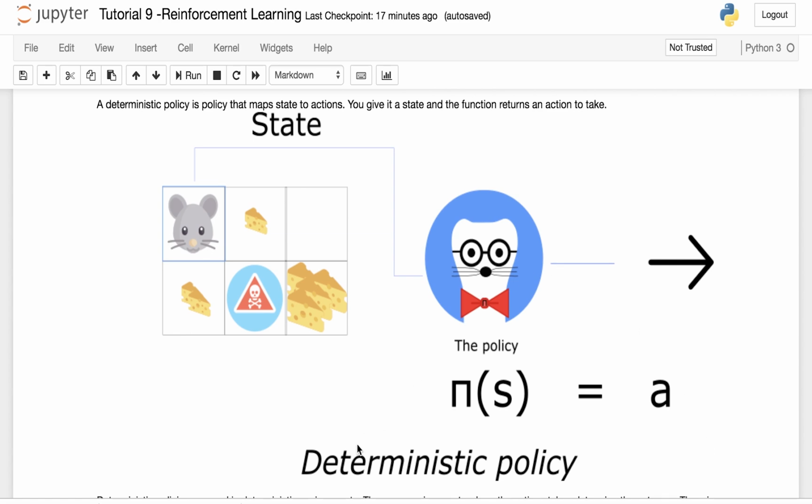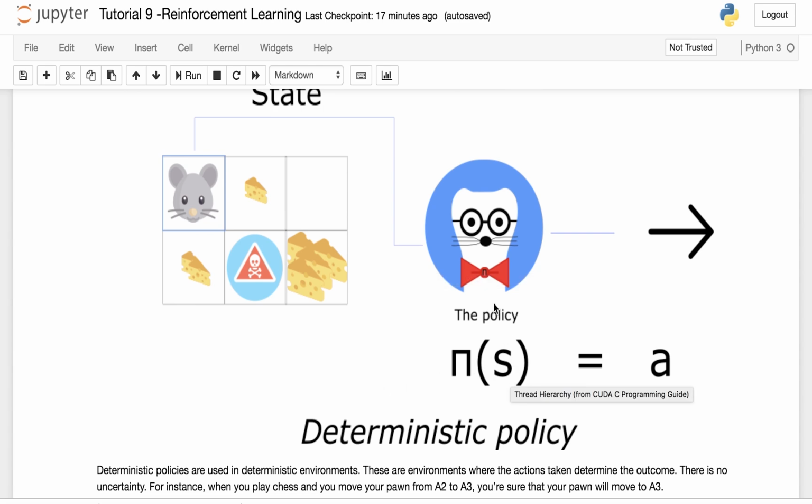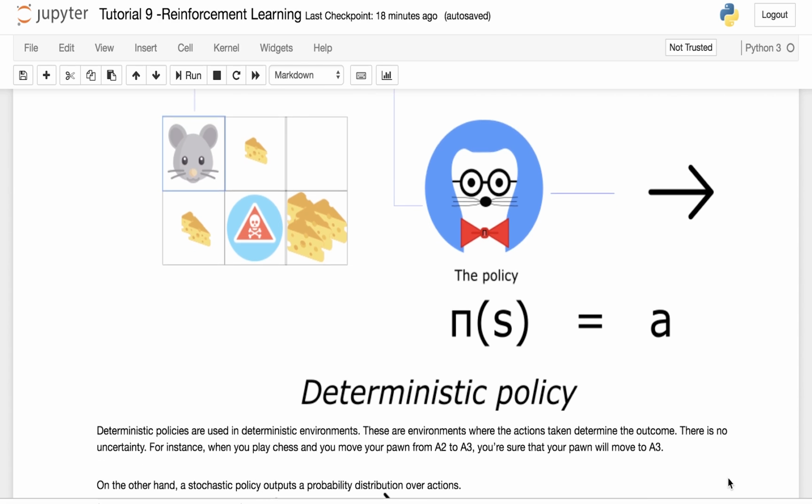So actually you have some state, and our policy for the given state is A. Deterministic policies are used in deterministic environments, where the action taken determines the outcome. For example, when you play chess, you move your pawn from a2 to a3, and you're sure that your pawn will move to a3.